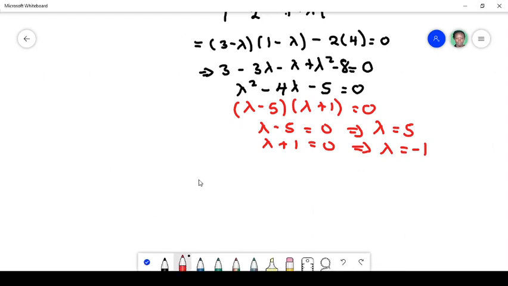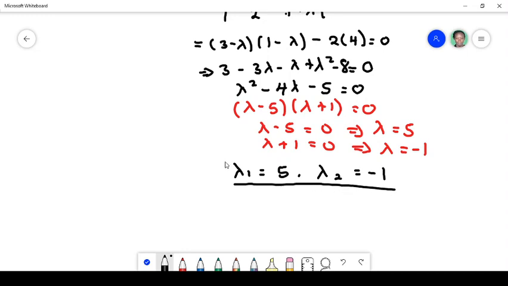So I have been able to find the roots of the quadratic equation, which are my eigenvalues. So my eigenvalues here: lambda 1 is equal to 5, then lambda 2 is equal to minus 1. So these are the eigenvalues for the matrix A we had. With the eigenvalues, we could find the eigenvectors. But in this lecture, we are looking at the eigenvalues.